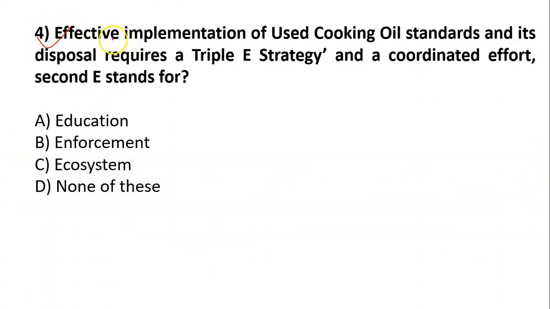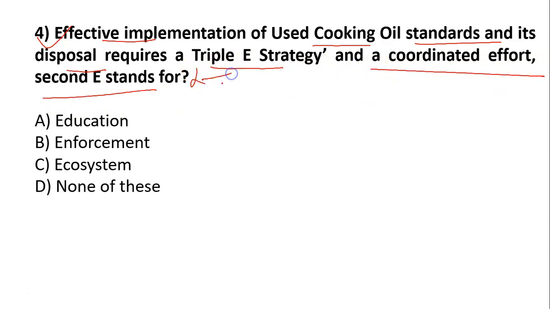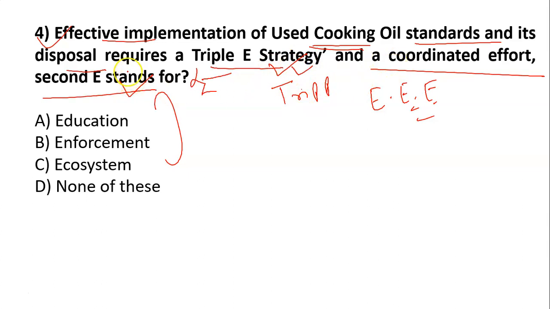Now this fourth question is, effective implementation of used cooking oil standard and its disposal require a triple E strategy and a coordinated effort. Under this statement, second E stands for, you have to identify. First of all, you should know what the triple E strategy is. There are three E strategies launched by the government for this used cooking oil. Your options are education, enforcement, ecosystem and none of the above.